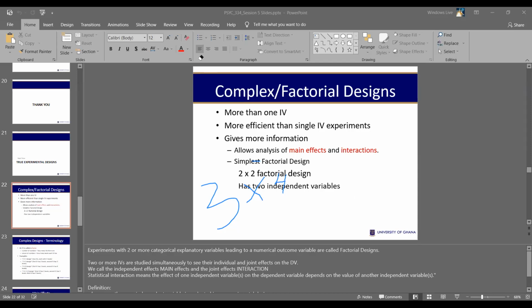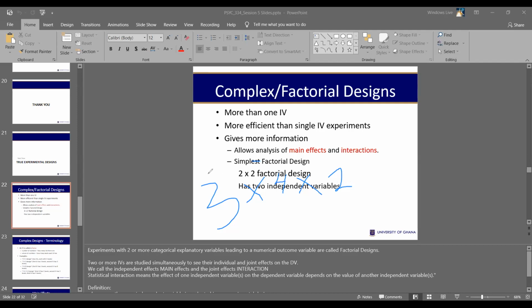But when they add an extra level, like 3 by 4 by 2, what does it really mean? How many independent variables are in play here? When they make it 3 by 4 by 2, how many independent variables? Please, three. Three, thank you.